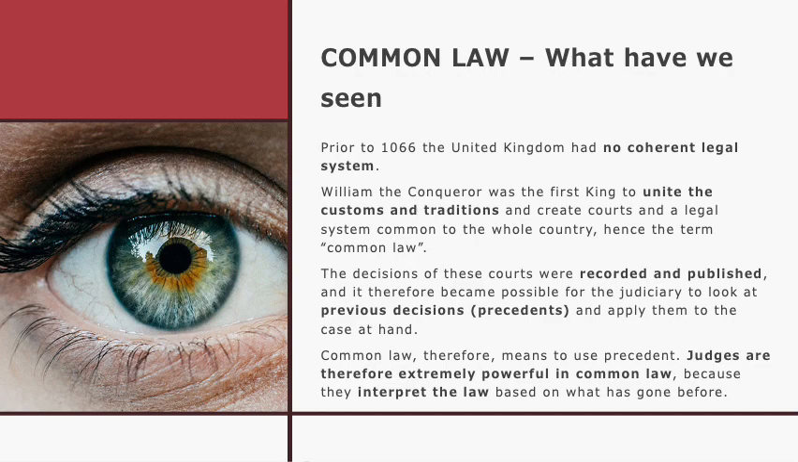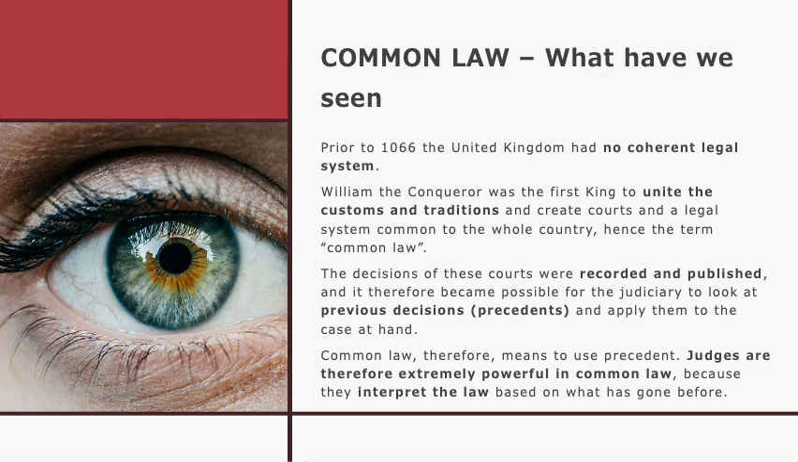Now common law is all about what we have seen, and by that we mean it's law based on what's gone before. Prior to 1066, the UK had no coherent legal system. William the Conqueror, as some of you have probably done in history, you'll know that he was the first king to unite the customs and traditions and create courts and a legal system that was common to the whole country, hence the term common law.